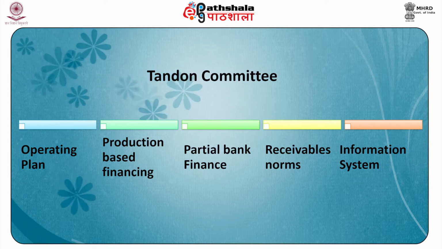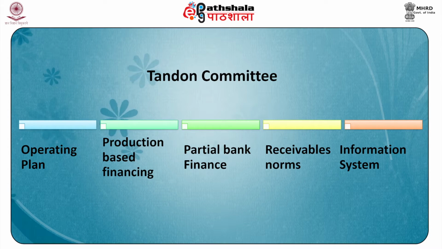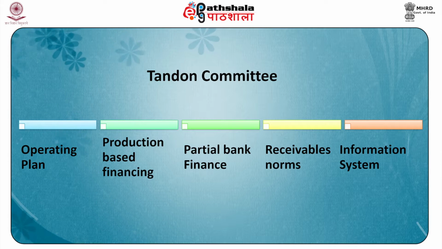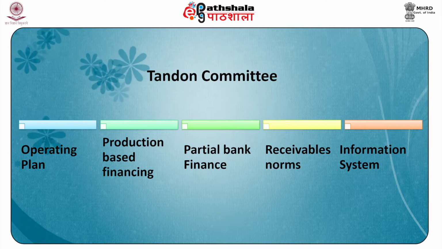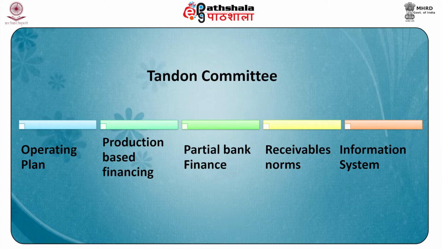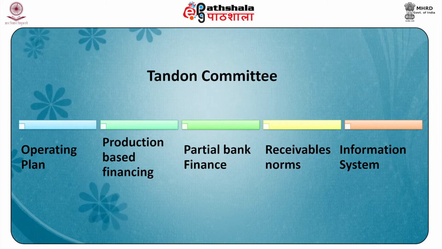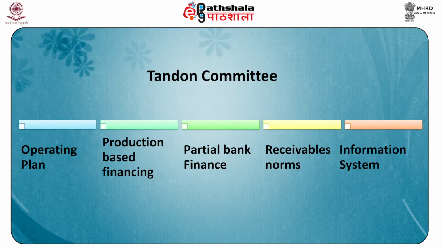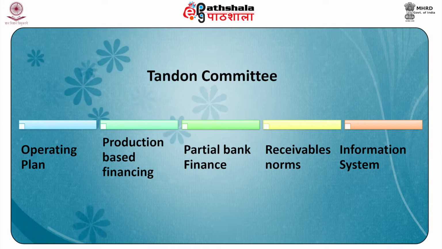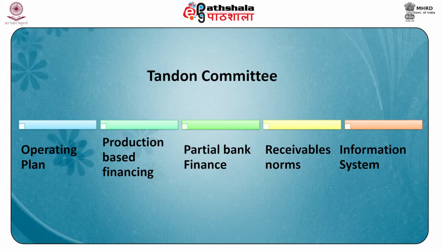Number 3, partial bank finance. Banks will provide only a reasonable part of working capital, and the remaining working capital will be arranged by the borrower internally or externally. Number 4, receivable norms. Receivables which are in tune with the firm and industry practices should be financed by the banker.